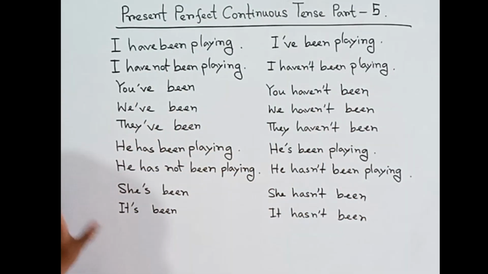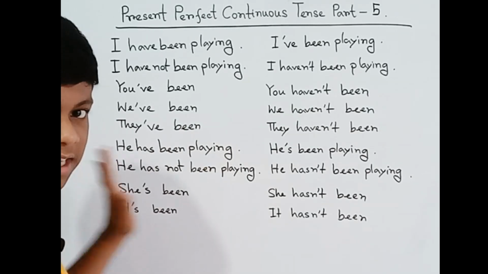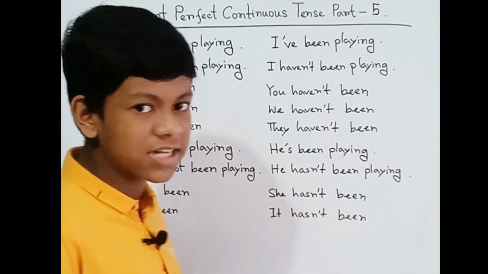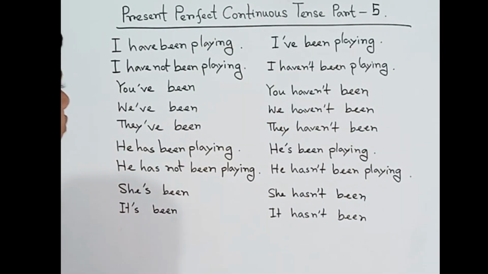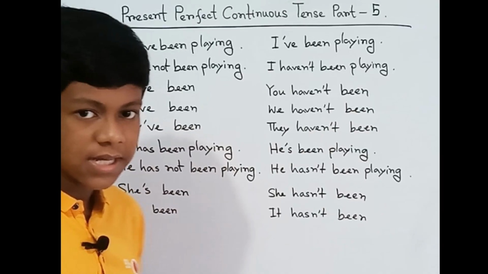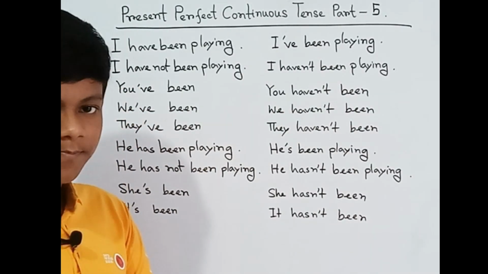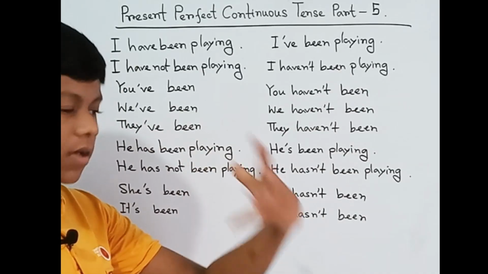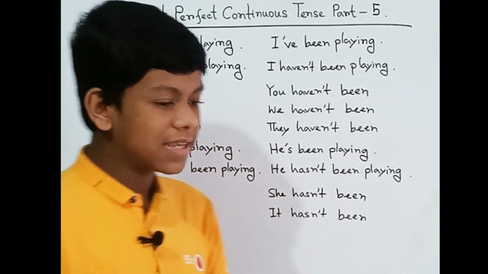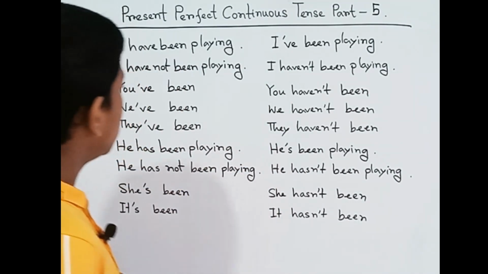Today we will learn the contraction from positive to negative ones. Here it is the positive and here it is the negative. So let's see, we can start from here, the positive and negative one, then we will look forward to the question. So see, I have been playing. Okay, so how can we make it a contraction? We can write I've been playing, but how can we transform it?